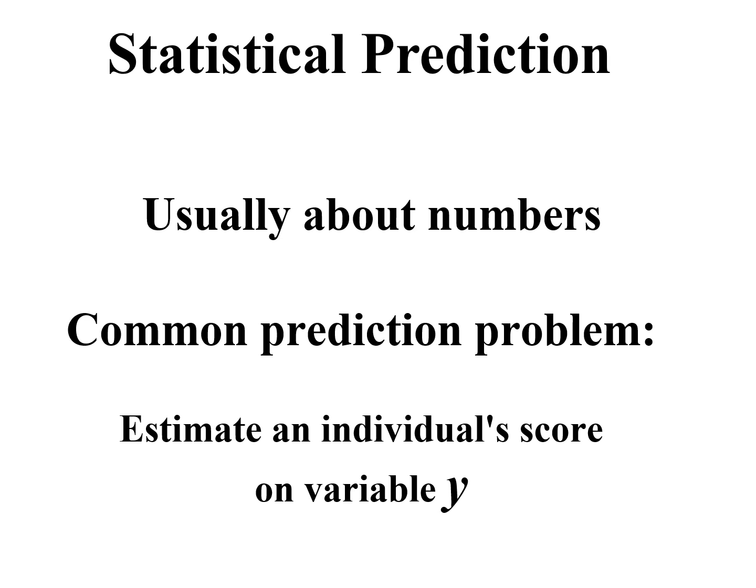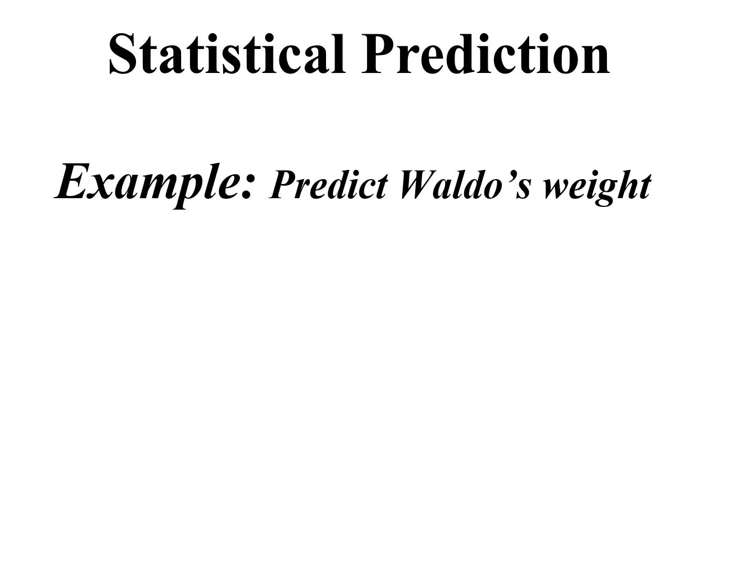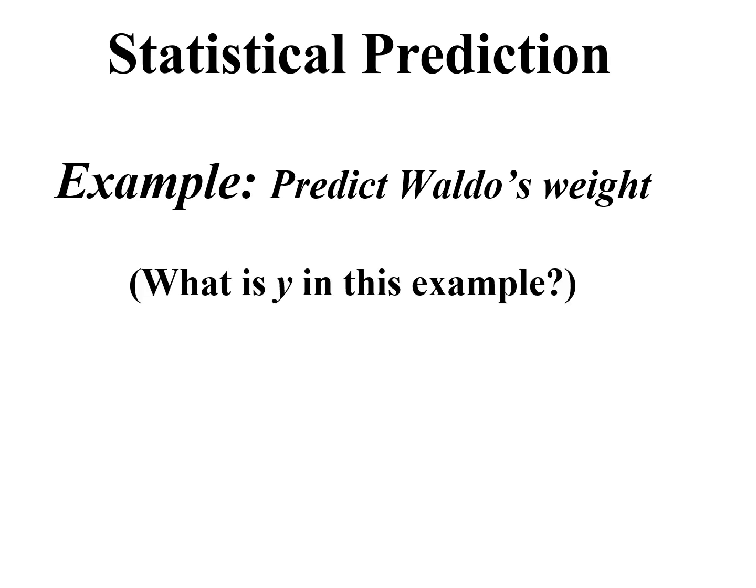There are many things a scientist might want to predict. A psychologist might want to predict how someone will perform on a language test. Or a health researcher might want to predict how well someone will perform in a sports event. The example we're going to use is a little less ambitious. We're going to talk about a young man named Waldo and try and predict his weight. Taking this example, take a second to jot down what you think y is. Here, y, the value we're trying to predict, is Waldo's weight.